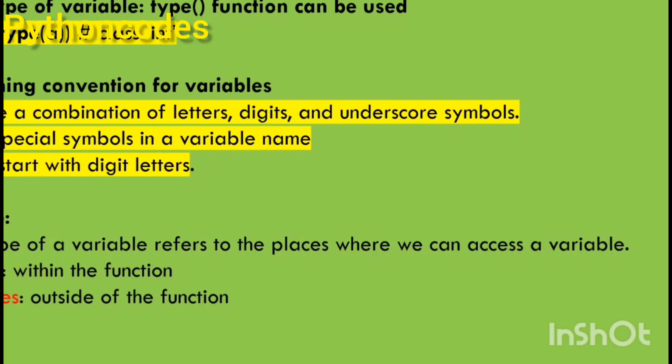Coming to global variables, they are declared outside of a function. We can access them inside and outside of a function also. We call them global variables. What is the scope? Scope of a variable refers to the place where we can access a variable. Using this scope only we get these types of local variables and global variables.